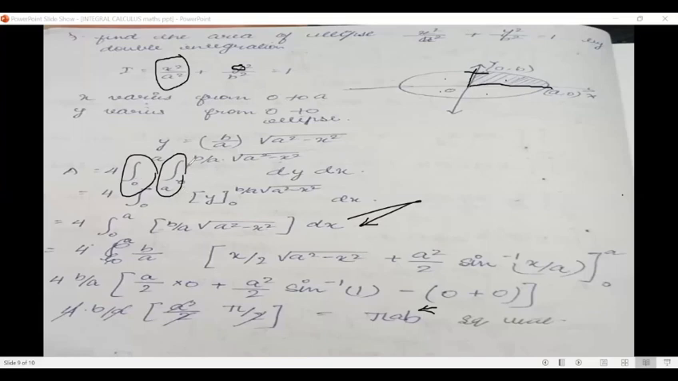First of all, you have to integrate the inner part, this one, with respect to y. Then you have to go for this outer part, dx. So just integrate it.